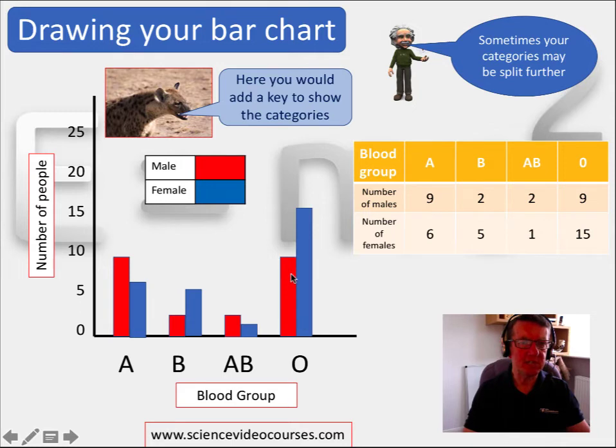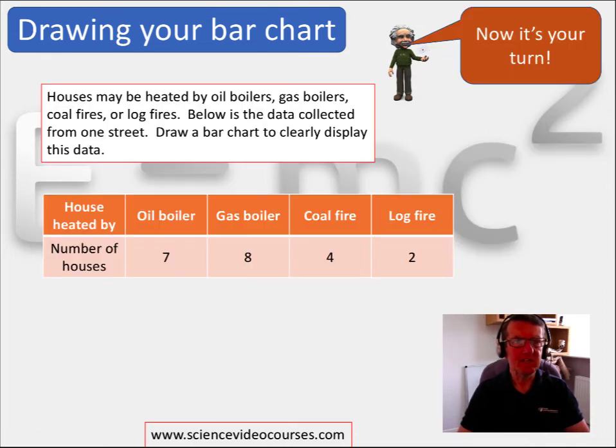Now, when you're using this sort of data, what you can do is add a key. So look at this, we know straight away males are red, females are blue. Very, very clear, easy to interpret, and that's why we love bar charts. Right, looks easy, doesn't it? Now it's your turn. Here's the first question.